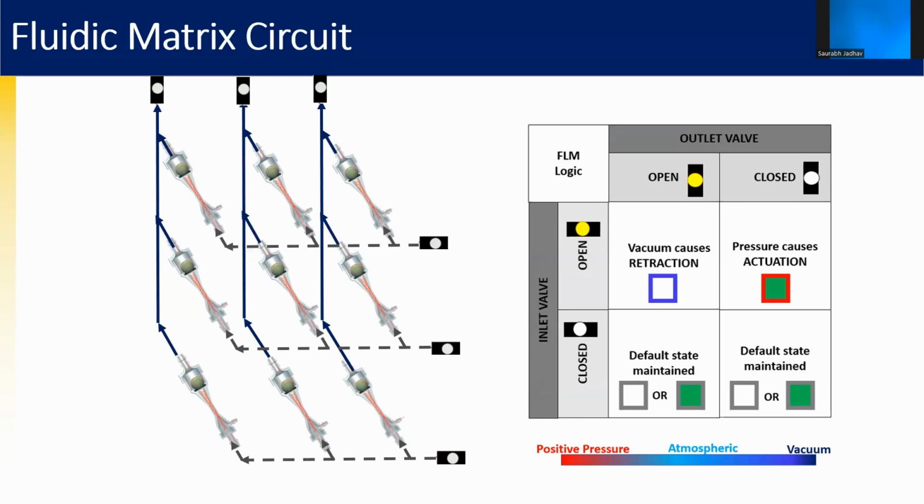The array of actuators connected to the fluidic matrix circuit is refreshed by sequentially addressing each row within the matrix for a short period of time. As shown over here, the state of the inlet solenoid valves and the outlet solenoid valves enables us to independently control each actuator connected to the fluidic logic module.